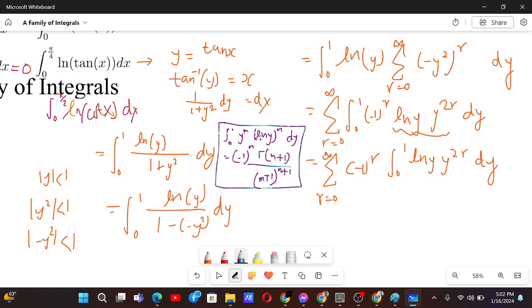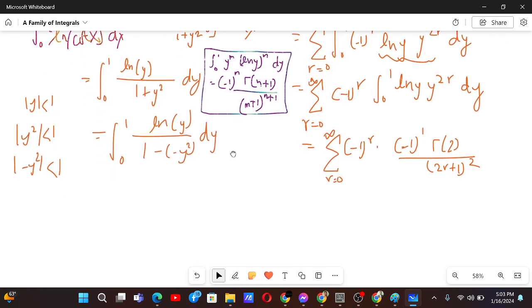If we substitute ln y as t, then you will get the gamma function eventually. So I will just use this formula for now, and you can just try it on your own. It's not that hard. Now let's proceed. So sum from r equals 0 to infinity, and now this one is (-1)^r, and minus 1 to the power n is 1, and then we have gamma of n plus 1, which is 2, by m plus 1, which is 2r plus 1, to the power n plus 1, which is 2. Now we are left with this sum.